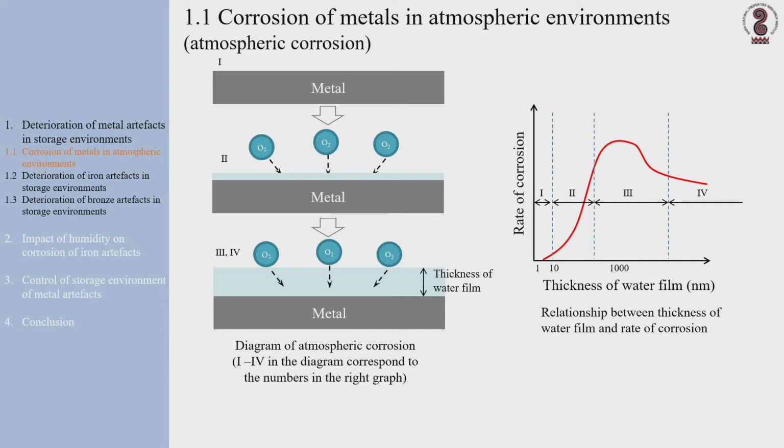The Evans drop experiment tests a type of atmospheric corrosion, and the thickness of the water film in the test is likely to be that in stage 4, as seen in the graph on the right. For this reason, maintaining an environment in which water films do not form on the surface of metals is essential for preserving metal artifacts.